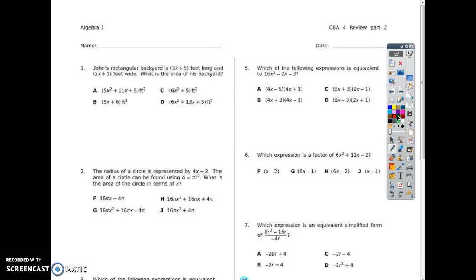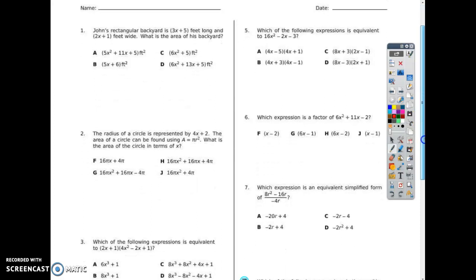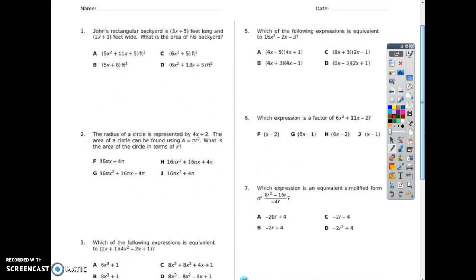Okay, for the CBA 4 review, most of these problems can be done in Desmos. So I'm going to show you the ones that can be done in Desmos, and then I'll go over some of the other ones that you don't know how to do. Problem number 1 is talking about area.